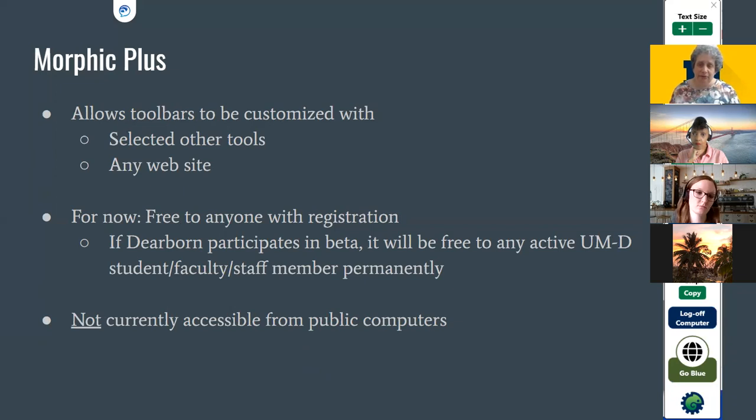Because Ann Arbor is participating in the beta, the Morphic Plus toolbar will be available to any current Ann Arbor student, faculty, or staff member in perpetuity. If Dearborn signs up for the beta, it will also be free to any active Dearborn student, faculty, or staff member permanently. Morphic Plus is not currently accessible from public computers. You would need to run it on a personal device. Next slide, please.